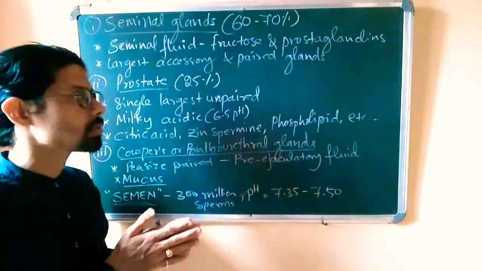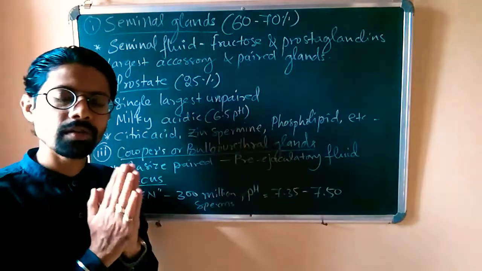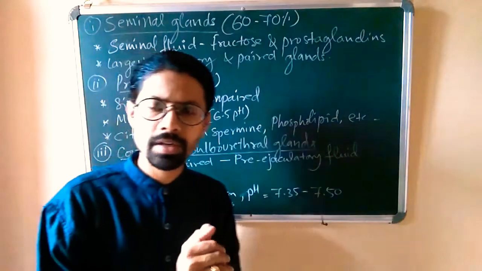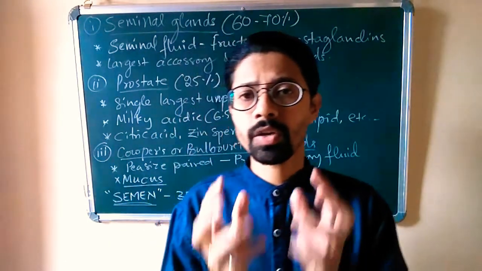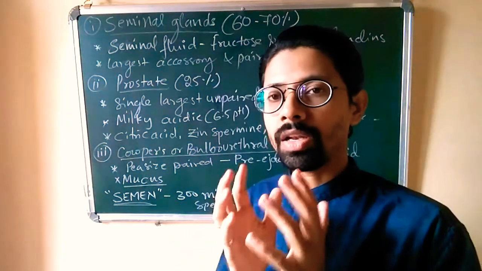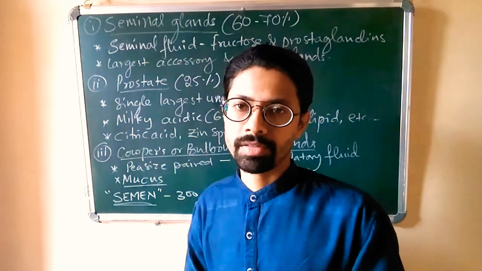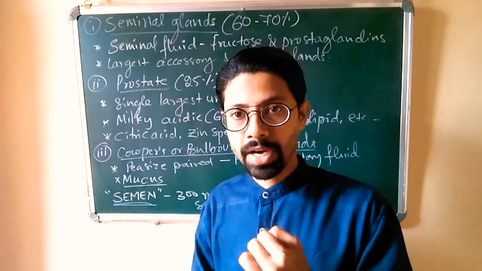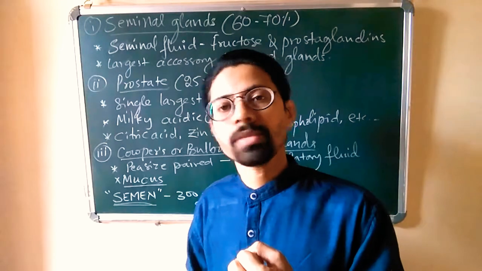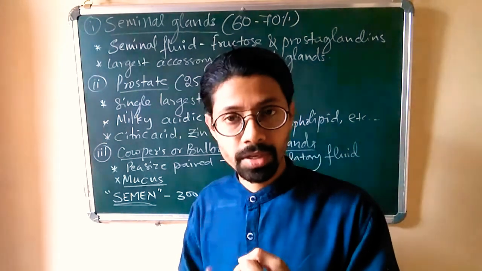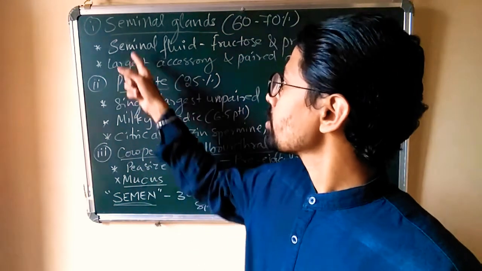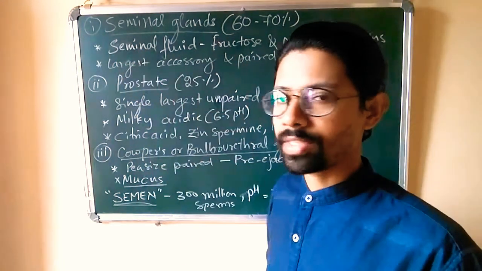About 60 to 70% of the content of semen is from the seminal vesicles itself. It is a thick, viscous, white colored fluid secreted from the paired largest accessory glands in the male reproductive system. So the important point is that it is a paired gland and the largest accessory gland in the male reproductive system. Paired largest gland, remember this. The unpaired largest gland is the next one. So the paired largest gland is the seminal vesicles.